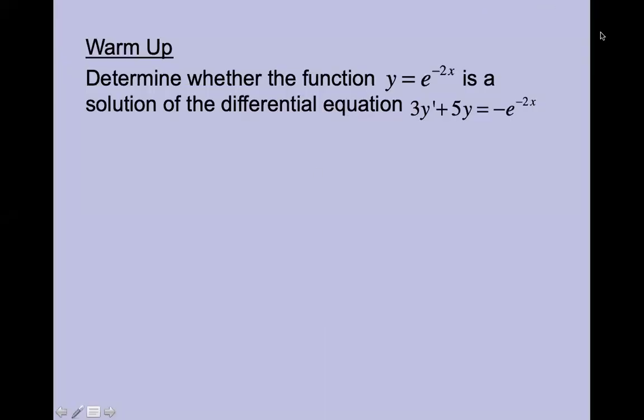There we go. And so our warm-up says, determine whether the function y equals e to the negative 2x is the solution of the differential equation 3y prime plus 5y equals e to the negative 2x. And we've had some of these, the last lesson had those. You just have to be careful, notice whether you're looking for y prime or y double prime. And so let's give that a whirl here. You might want to pause the video and try it and then come back.